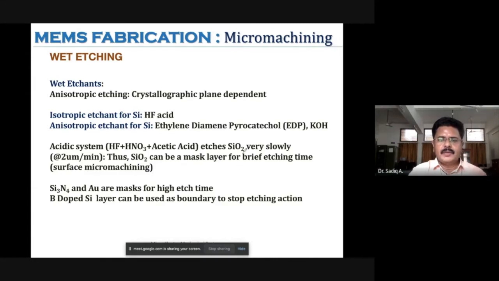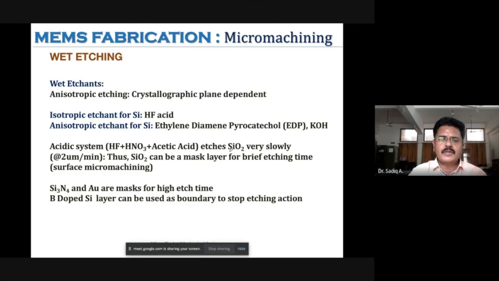We know that on silicon dioxide, if we use this acidic system, this combination of etchant, the etching rate is very slow, that is 2 micrometer per minute. That means even if that etchant is applied on the surface of silicon dioxide, etching happens only on the surface. It may not go into depth, into the bulk of the deposited material. So this acidic system can be used as a surface micromachining etchant for silicon dioxide.